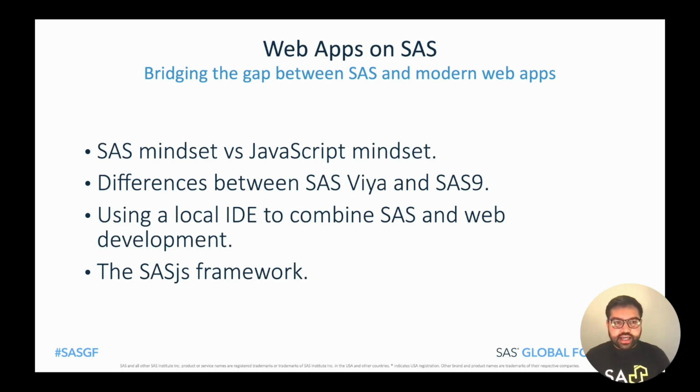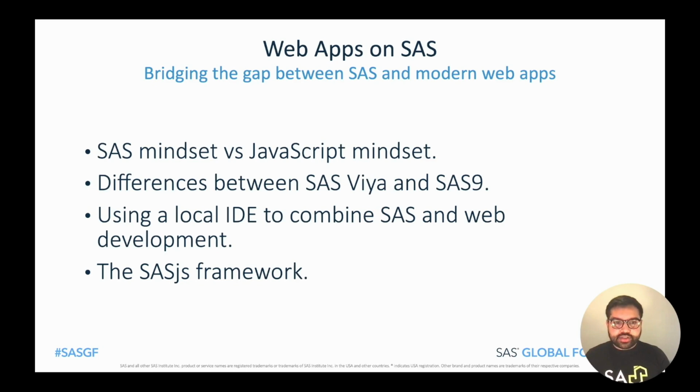So, the first key challenge was a shift in mindset. SAS devs tend to look at data in terms of tables, so tables in and tables out, whereas a JavaScript dev such as myself tends to look at data as JSON or objects.